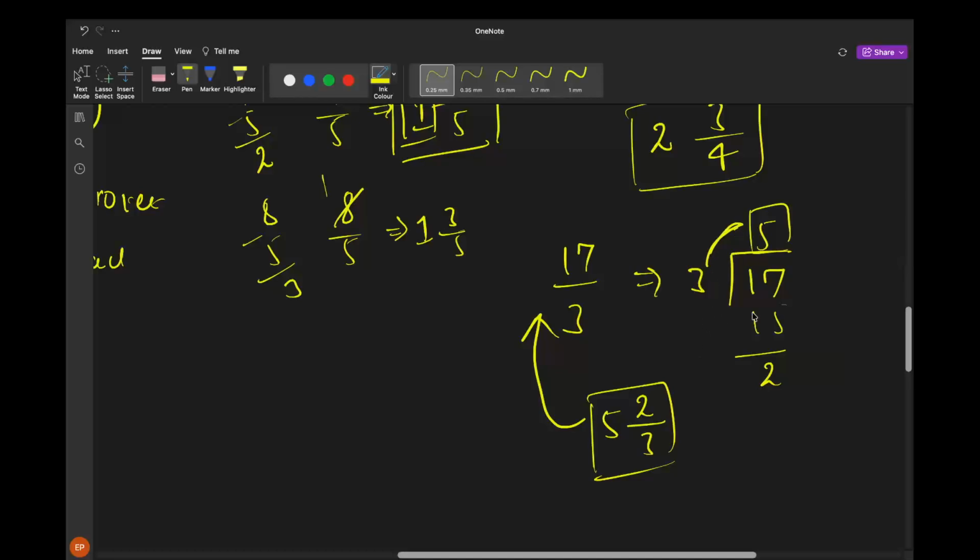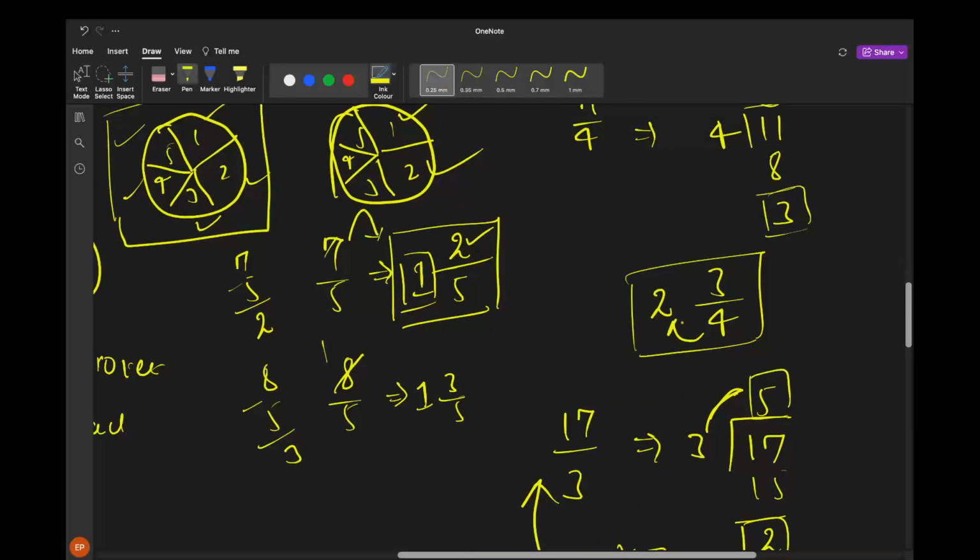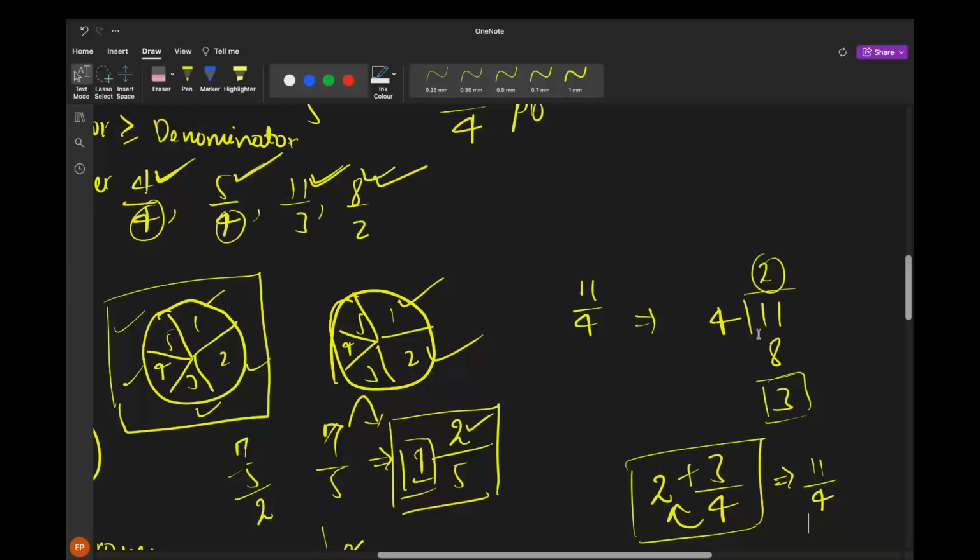Multiply these two and add this remainder. 3 5s are 15 plus 2, 17 by 3. That's it. Here also you can see, just multiply these two, add this one. 4 2s are 8, 8 plus 3, 11 by 4. You can see here, 11 by 4.